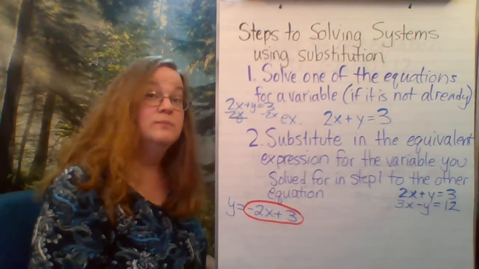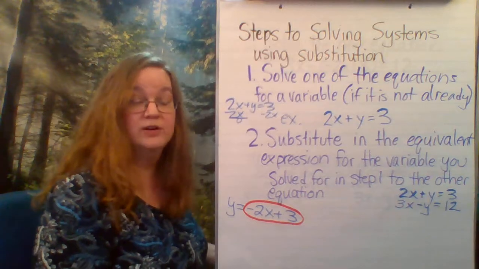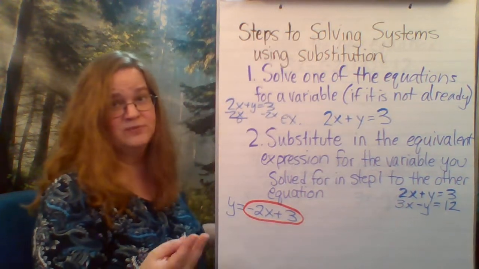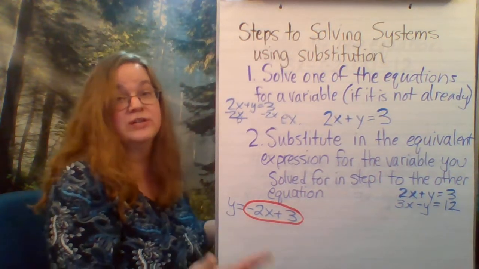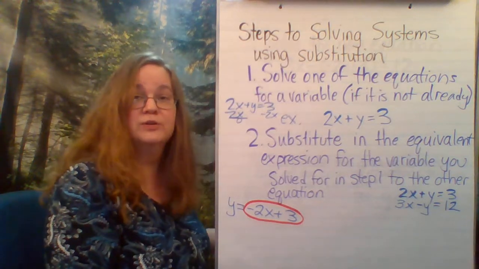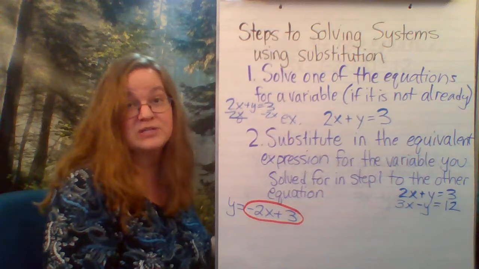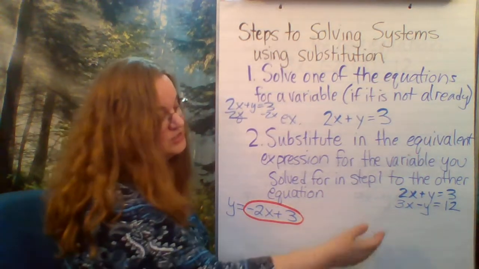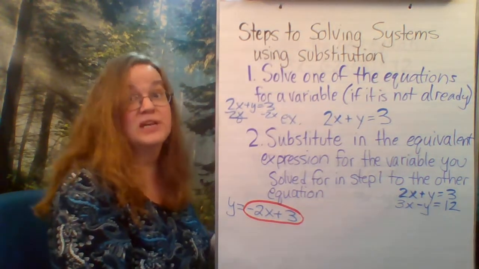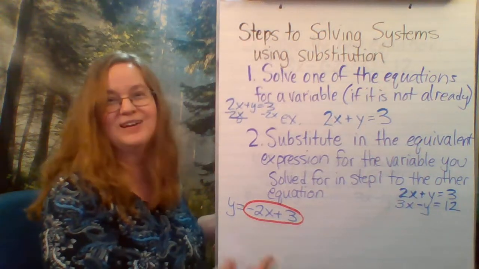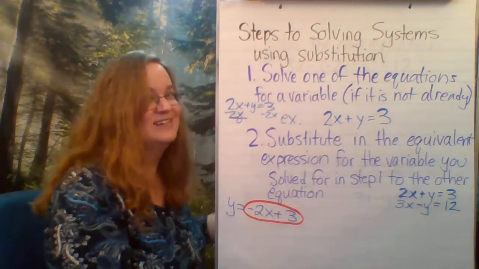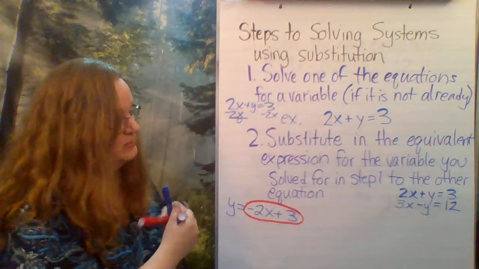Why am I doing that? Because I'm trying to get rid of a variable. I can't solve an equation and find a single answer if there are two variables in the equation. So if I can get rid of one of them, which is the purpose of substitution, then I can actually solve because I'll have just x's or just y's. And if I have just x's or just y's, I can solve for that particular variable.